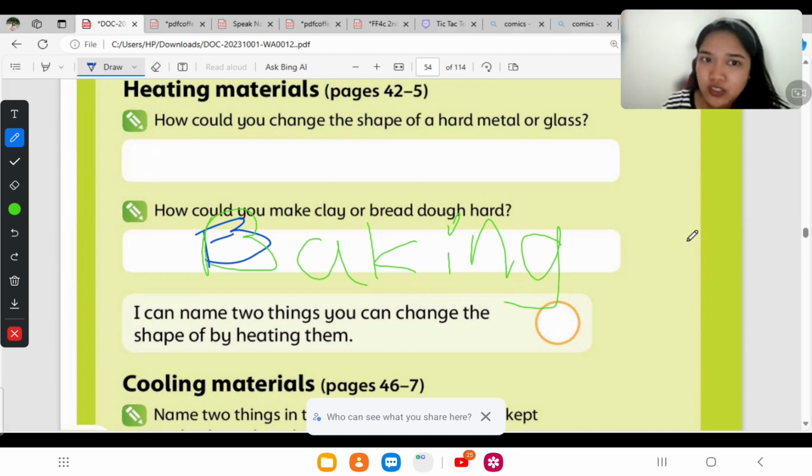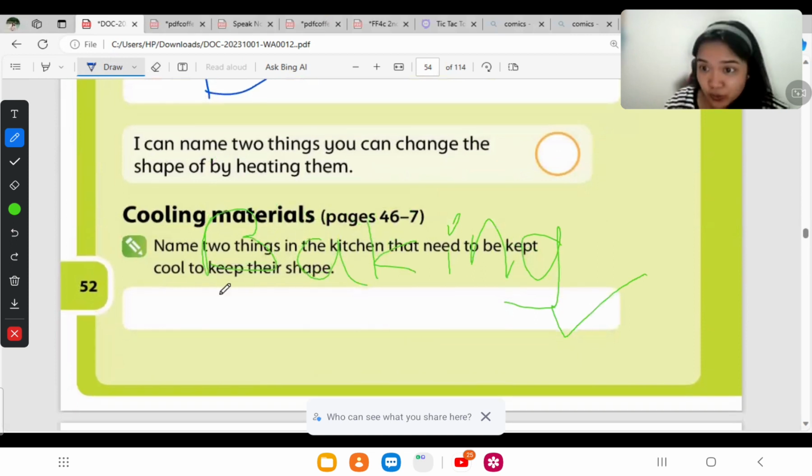So now you know, let's read. I can name two things you can change the shape of by hitting them. So that is baking also in heat. Good. I think we're running out of time now. So maybe tomorrow let's continue reviewing this lesson on cooling materials.